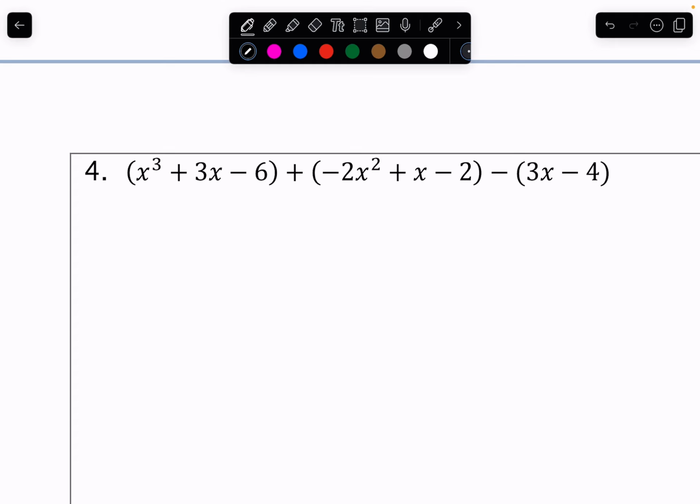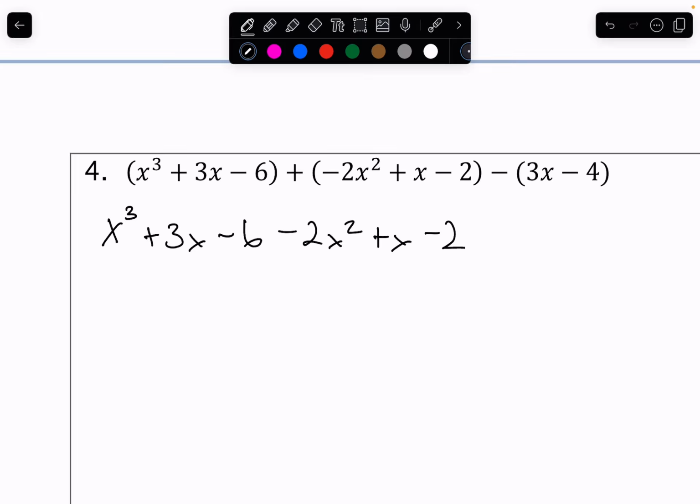All right, so now this is adding and subtracting in the same bunch here, okay? So what we have to do, the biggest thing, is we have to make sure that we distribute the negative to the things that we're subtracting. Now, we're only subtracting this polynomial right here. So these guys up in front are going to stay the same. So we get x cubed plus 3x minus 6. And this is like a plus negative 2, so that's just minus 2x squared plus x minus 2.